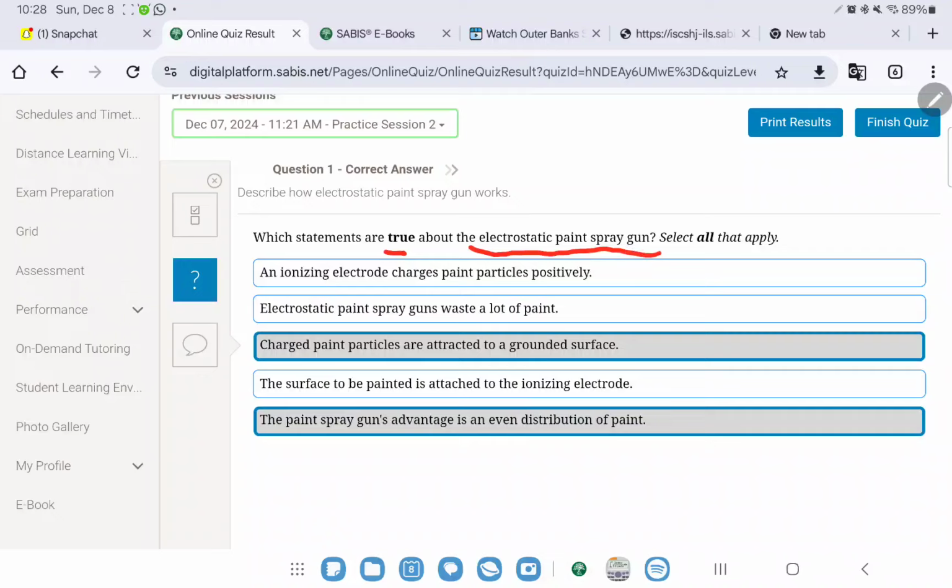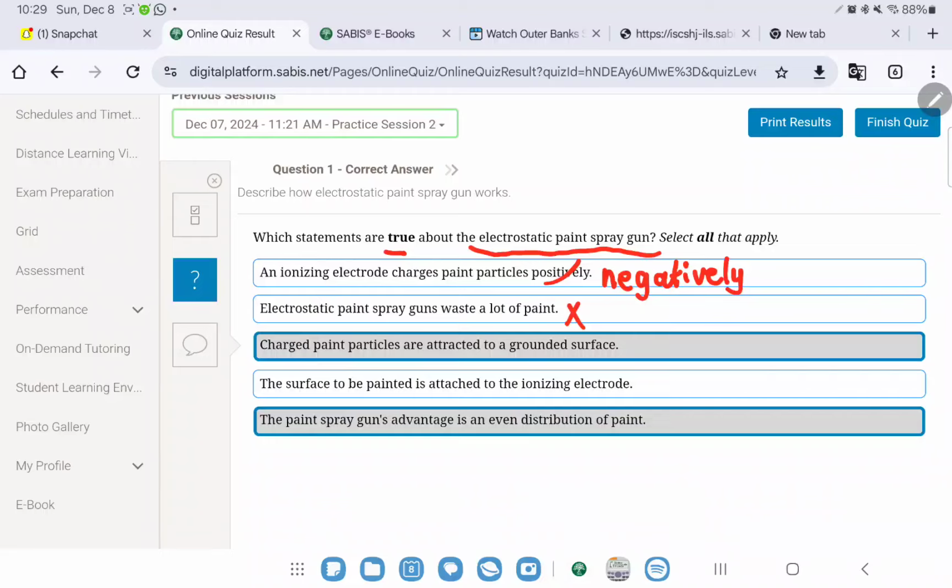Now for this chapter, I'd rather if you guys memorize it from the book, because that's the best way to actually have all your information. An ionizing electrode charges paint particles positively. This is wrong. It charges them negatively. Electrostatic paint spray guns waste a lot of paint. No, the reason we use electrostatic spray guns is because they don't waste paint.